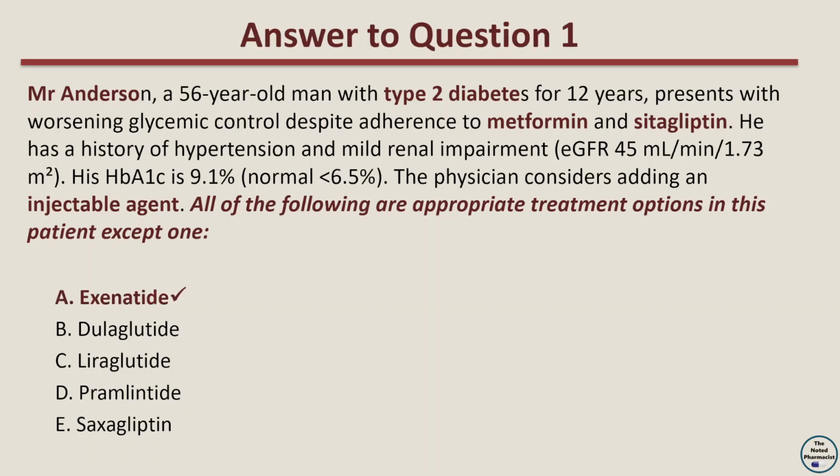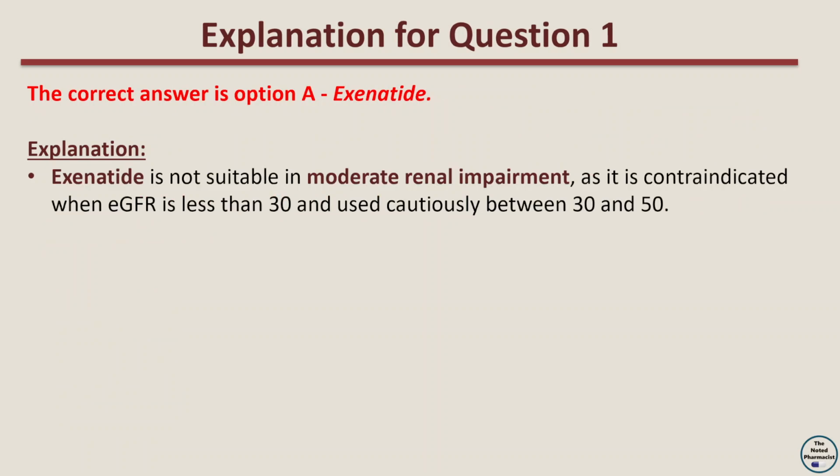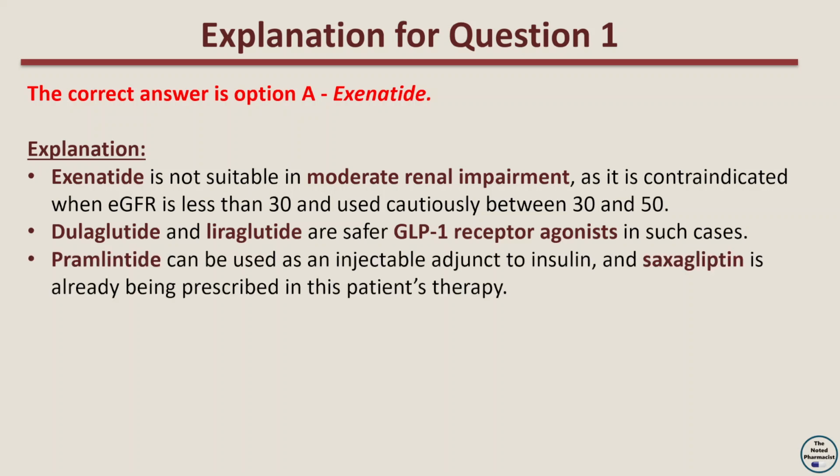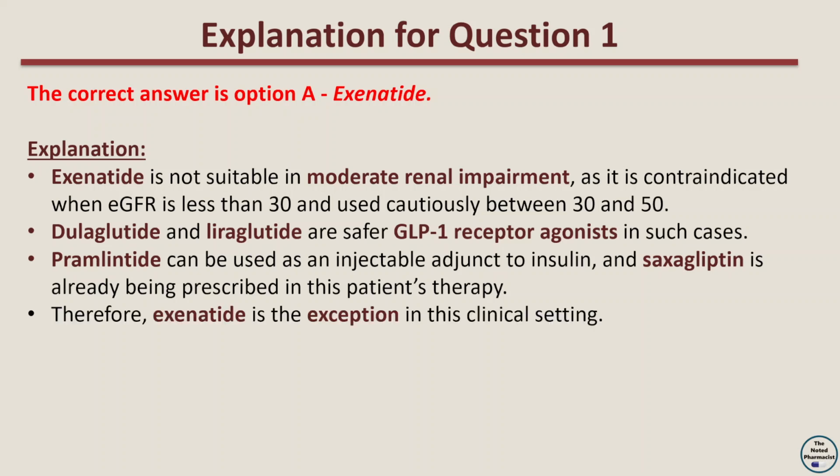The correct answer is option A, exenatide. The explanation is that exenatide is not suitable in moderate renal impairment, as it is contraindicated when eGFR is less than 30 and used cautiously between 30 and 50. Dulaglutide and liraglutide are safer GLP-1 receptor agonists in such cases. Pramlintide can be used as an injectable adjunct to insulin, and saxagliptin is already being prescribed in this patient's therapy. Therefore, exenatide is the exception in this clinical setting.